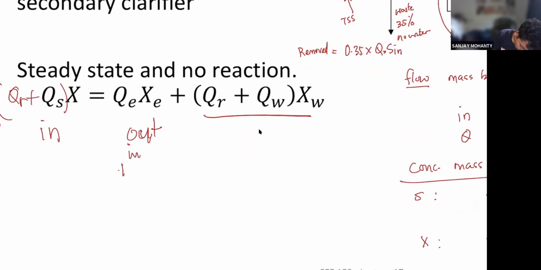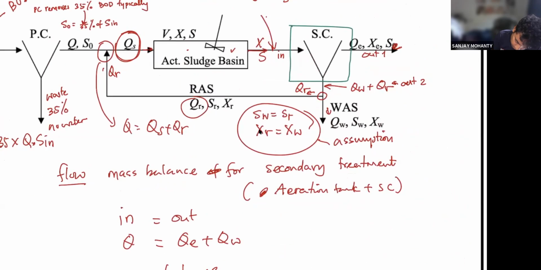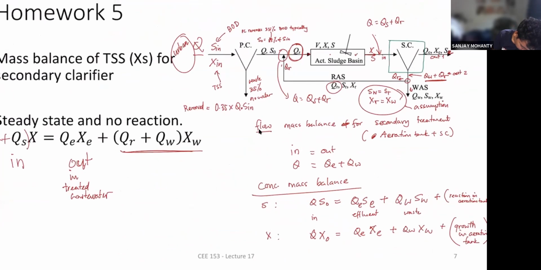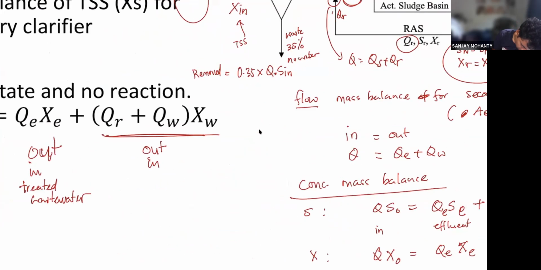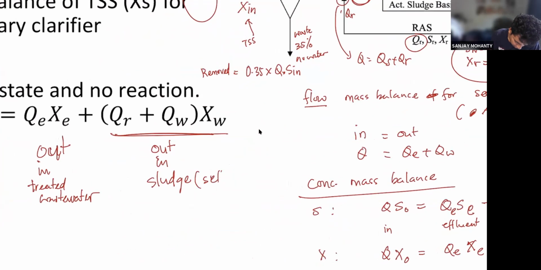In, treated wastewater. And this, if you see, is QW plus QR. That's basically how much waste is leaving the system. That's settling. This is in, out, in, loss. Okay, that's settling basically.